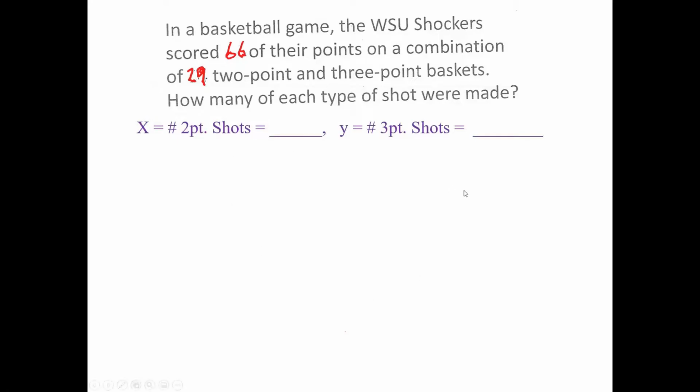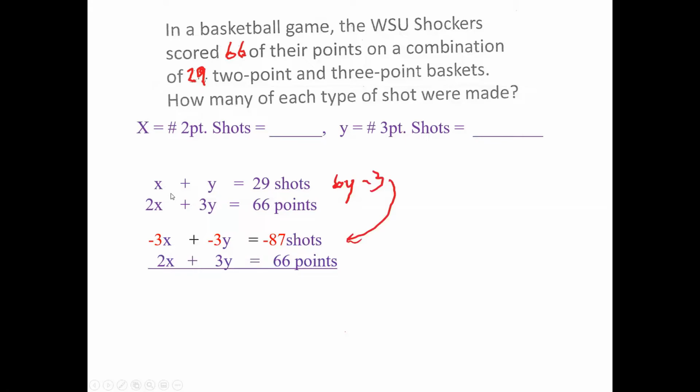Once again, X is the number of 2-point shots, Y is the number of 3-point shots. The number of 2-point shots plus the number of 3-point shots equals 29 total shots. 2 points each times the number, 3 points each times the number, came up with 66 total points. A little lower score this time.